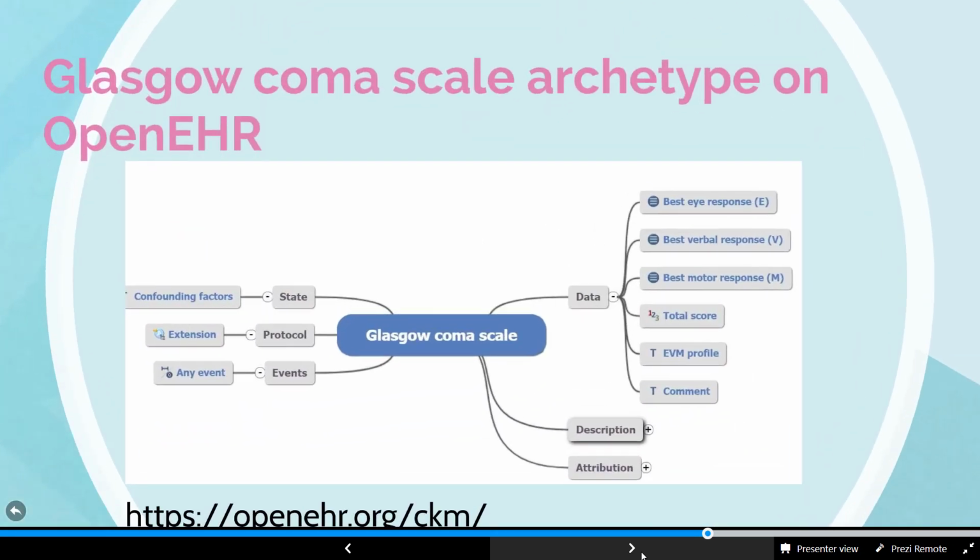As you can see on this slide, the Glasgow Coma scale, which is a neurological scale to assess the patient's conscious state, has been built readily in the openEHR database. Unfortunately, I haven't found any other archetypes related to tuberculosis meningitis on the openEHR database.